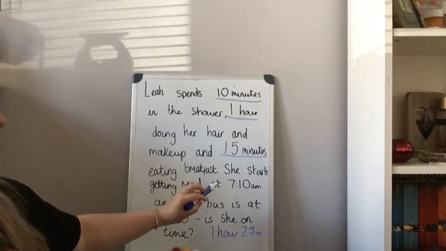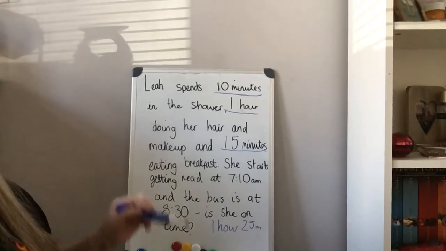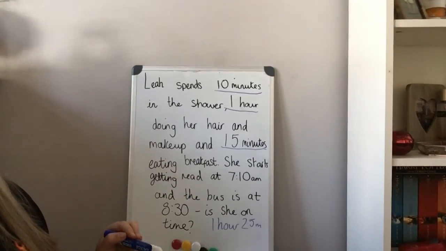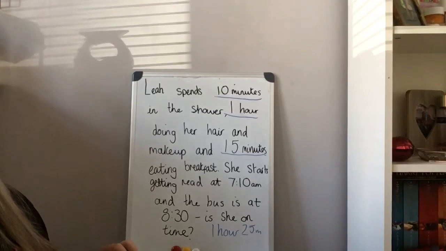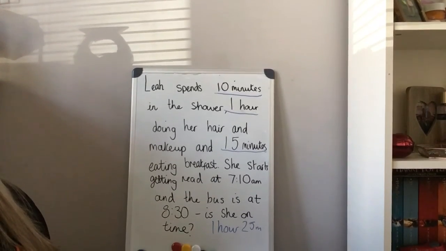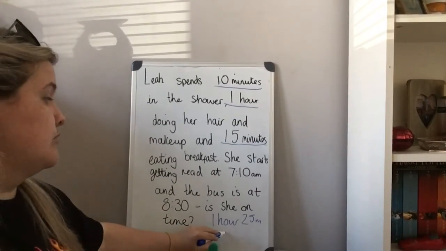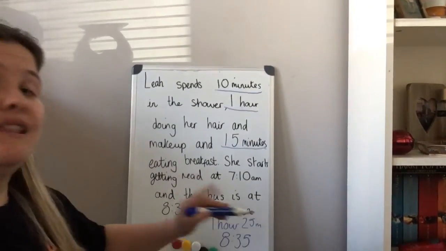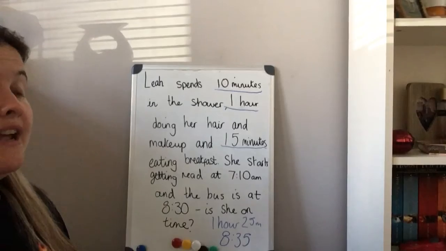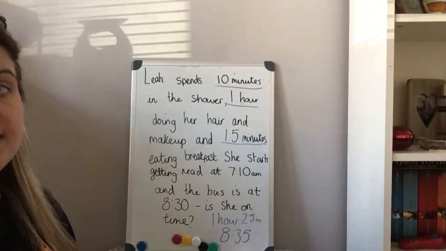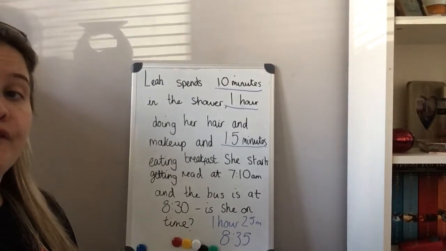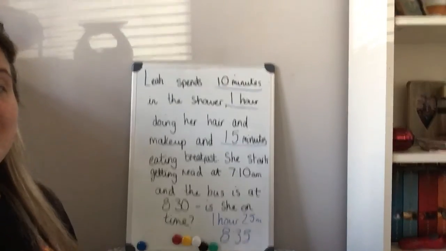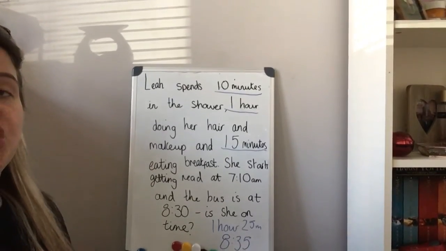So she started at 10 past 7. So an hour after that would be 10 past 8. Plus 25 minutes would be 8:35. So let me know in the little comment section: did she make it on time to the bus? And if she didn't, how far off making it was she? How many minutes past the bus was she ready?